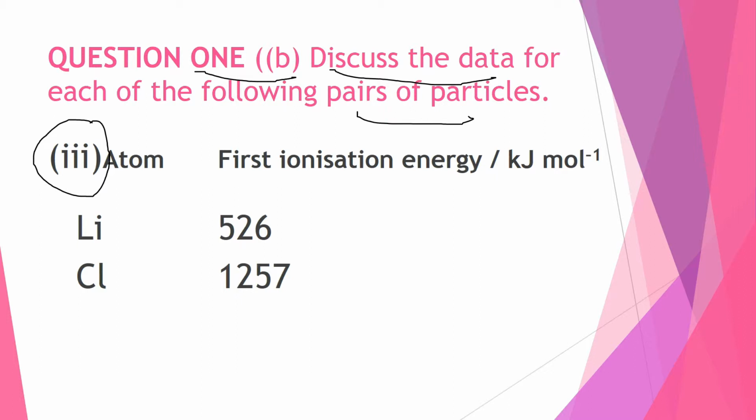And this time they've given us two atoms, and they are discussing a trend called first ionization energy, which is given to us in kilojoule per mole. Okay, so the first ionization energy for lithium is 526 kilojoule per mole, and for chlorine it is 1257 kilojoule per mole, so almost double. Why is that? So that's your answer.